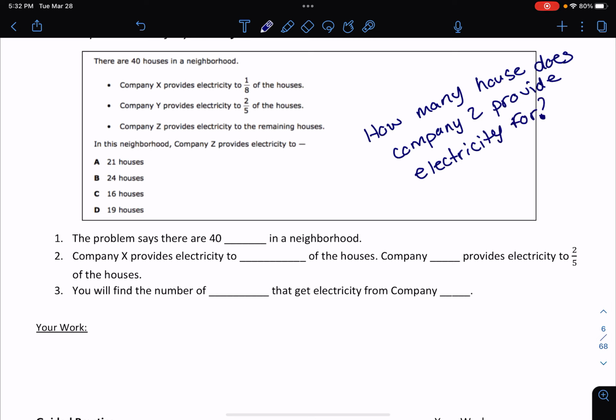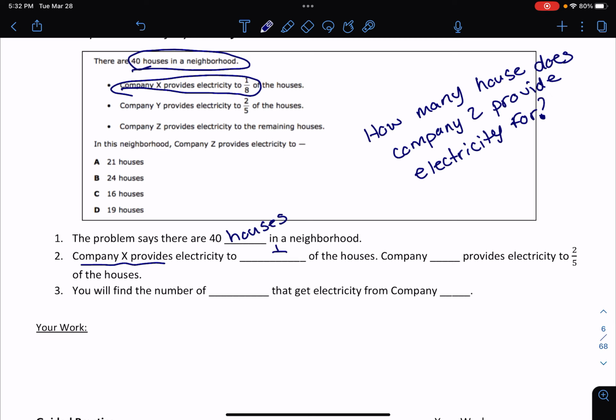Okay, so that's what it's asking us. So the problem says there are 40 what? So we have 40 what? Houses is correct. Okay. In the neighborhood. And it tells you here, 40 houses in a neighborhood. Company X provides electricity to blank of the houses. What part of the houses does Company X provide electricity for? Well, Company X provides electricity to 1/8. So that's what's going to go in your blank there. And then it says Company blank provides electricity to 2/5.